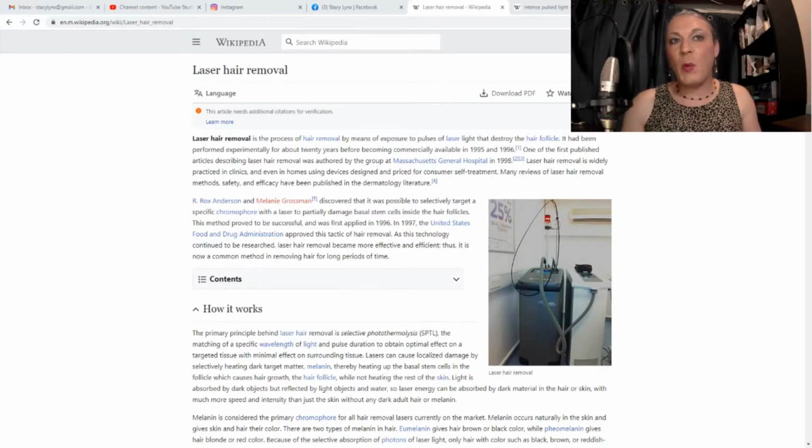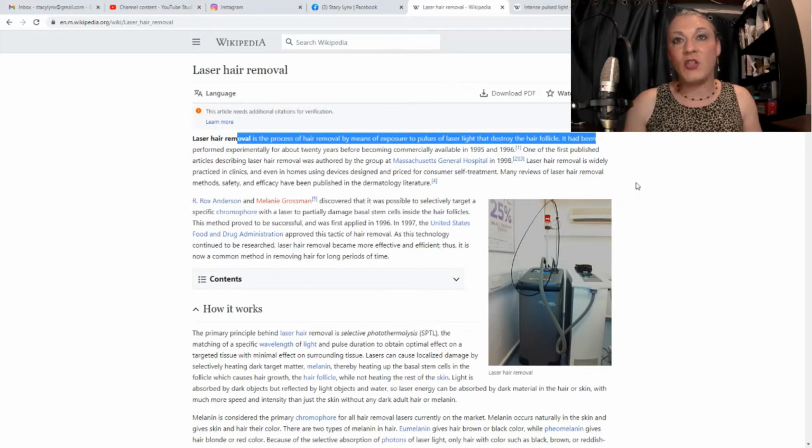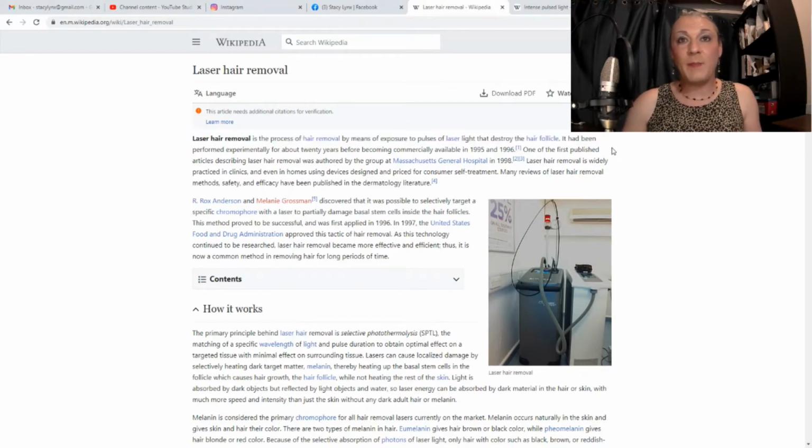So I decided to bring up a Wikipedia article to help us along here in talking about laser hair removal. For those of you who are unfamiliar with this, I'll go through what laser hair removal is and the process of it. Laser hair removal is the process of hair removal by means of exposure to pulses of laser light that destroy the hair follicle. So it has been used for quite some time here. In the Wikipedia article it says it's been used commercially since 1995, 96, and 1998.